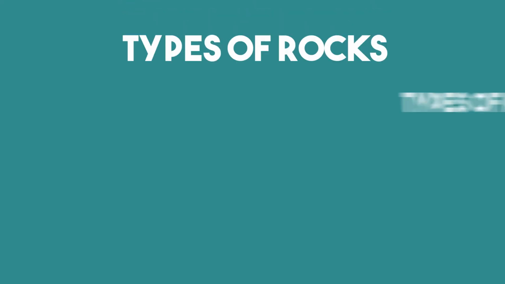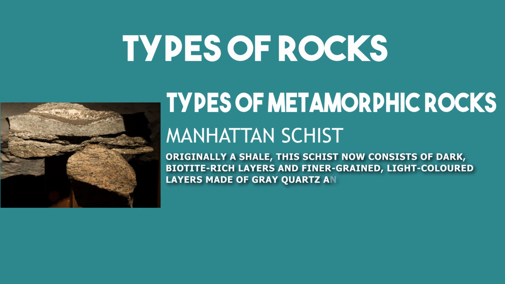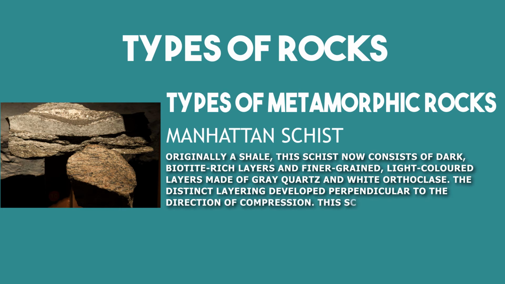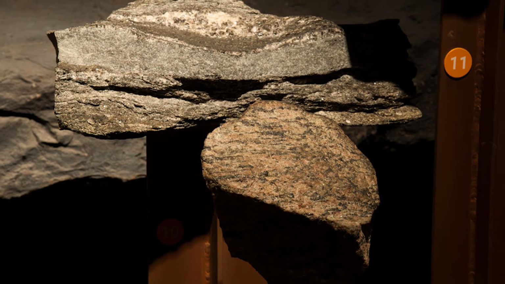We first have the Manhattan schist. Cool, right? Originally a shale, this schist now consists of dark, biotite-rich layers and finer grained, light-colored layers made of gray quartz and white orthoclase. The distinct layering developed perpendicular to the direction of compression. This schist underlies most of Manhattan. And here, let's have an image. Look at what the Manhattan schist looks like.